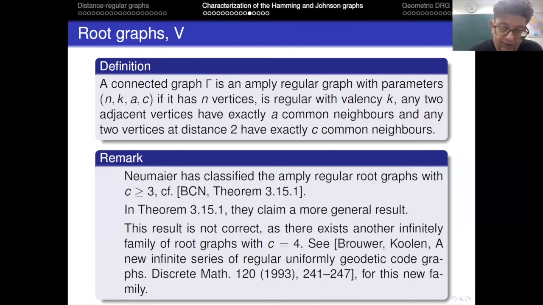So what do I need to say? In principle, theorem 3.15.1 can be repaired, but you have to add this new family. And if you look at the additions of BCN, which you can find on the internet, you can see a simplification and correct proof of that theorem.